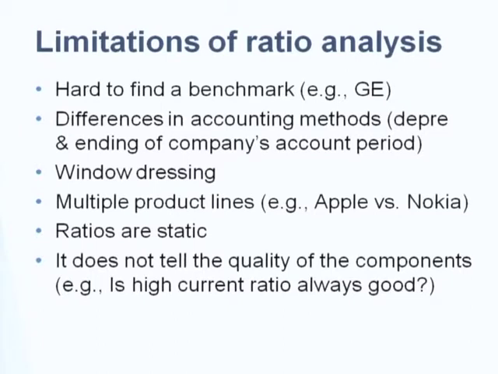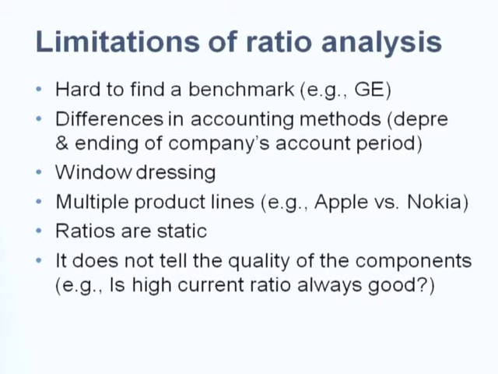Multiple product lines. If you don't sell exactly the same product and service, it's sometimes very hard to compare the ratio. Ratios are static, which means they are already in the past, right? We try to do something better in the future. So you look at the past to get something, but not everything, right?